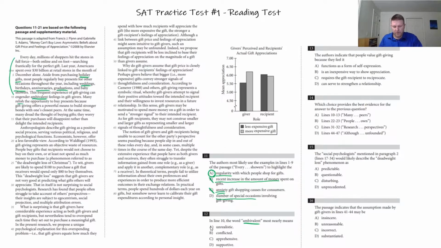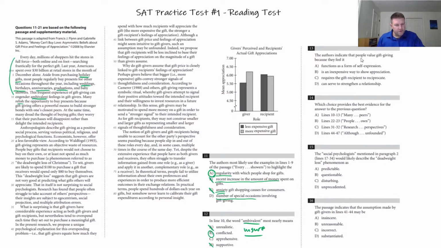Now, if you go through here, unrealistic, no. Conflicted, that actually works with what we put in here for unsure, right? So, and I'll just write that. This is the word we use, is unsure. And then apprehensive. Apprehensive means fearful, okay? But if you didn't know what apprehensive means, you would just keep it around for now. And then supportive, not really with what we came up with, right? So between B and C, what's stronger? Even if you didn't know what apprehensive means, you would pick B because conflicted works so well, right? Because some people really enjoy the opportunity to buy gifts and other people really didn't. So yeah, that's the answer to 12.